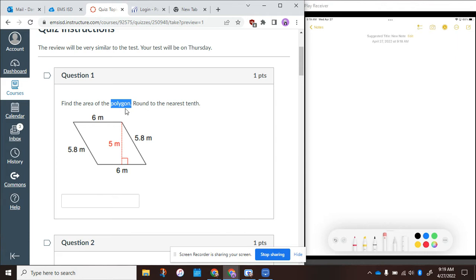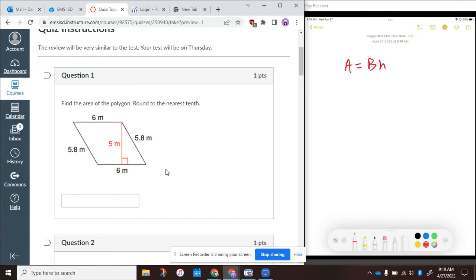This in fact is not a regular polygon. This is just a parallelogram. You can see that these two sides right here on top and bottom, and the sides on the left and right are the same length and they're parallel to each other. So we're going to use that really simple formula, area equals base times height. That's all we have to do on this one.